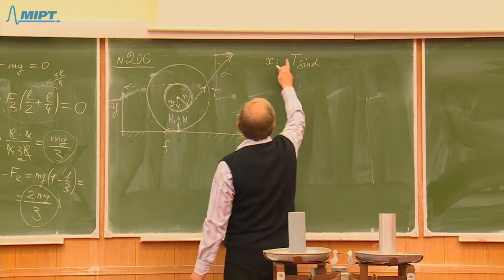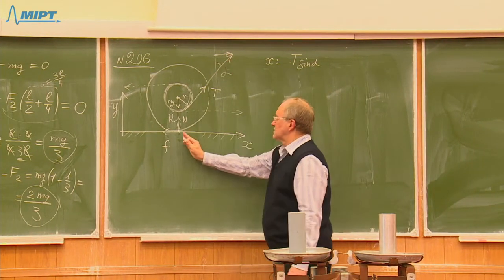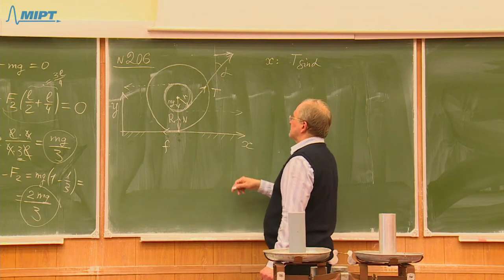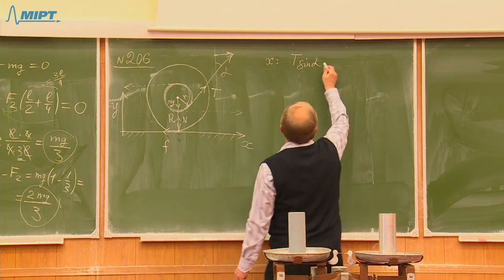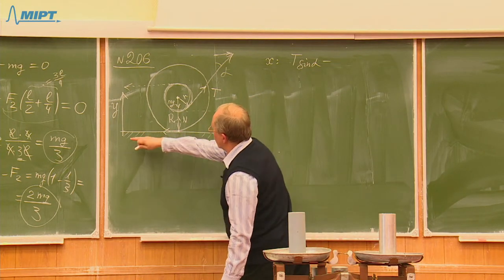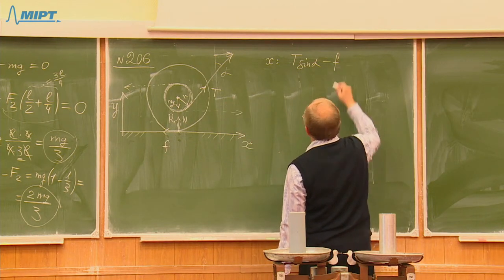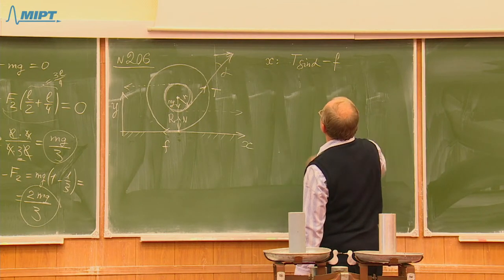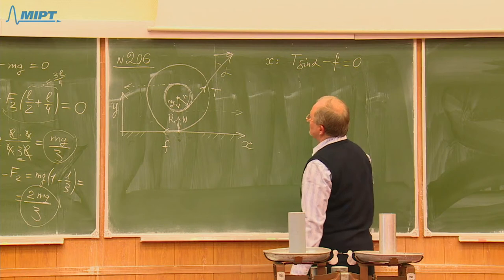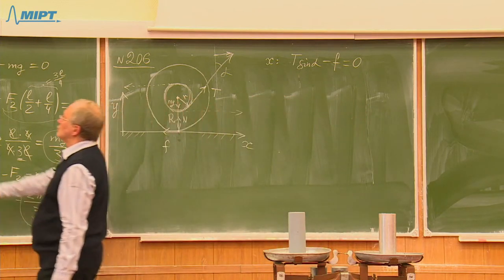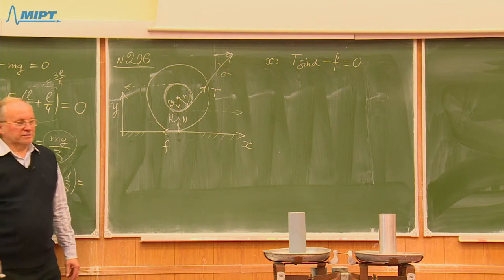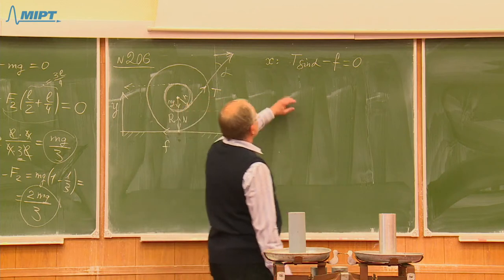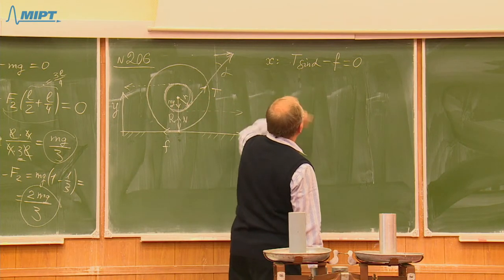And I will take it with a plus sign, because this horizontal component is directed towards the positive direction of the x-axis. And another force will be F, which is directed to the negative direction of the axis, so I take it with a negative sign. And the sum of these two forces will be zero, according to the main law. The total sum of all forces must be zero. So this is as far as the horizontal components of the forces are concerned.